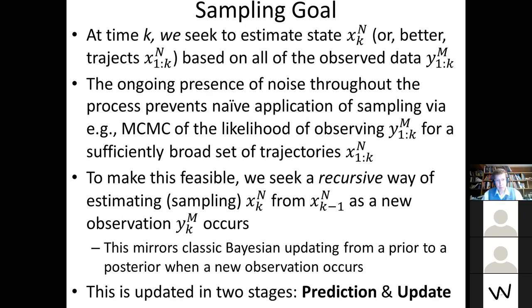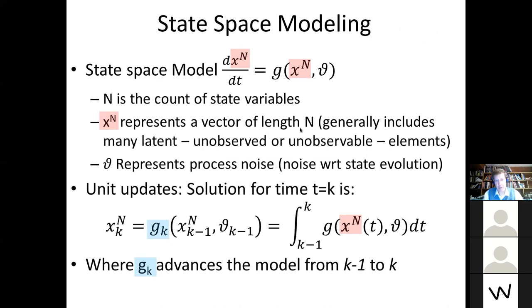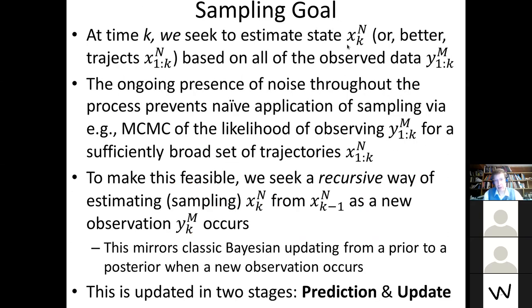Okay, fair enough. So at time k, we're going to try to estimate state x sub k based on all the observed data to this point. So the idea is, look, at a time of an observation, we have all the observations till then, from time 1, 2, 3, so on, all the way up to k. And we want to use that information collectively to estimate the current state x sub k. And the capital N is just the number of particles here. So I note here that it's a vector which has n components in it. And we have m measurements.